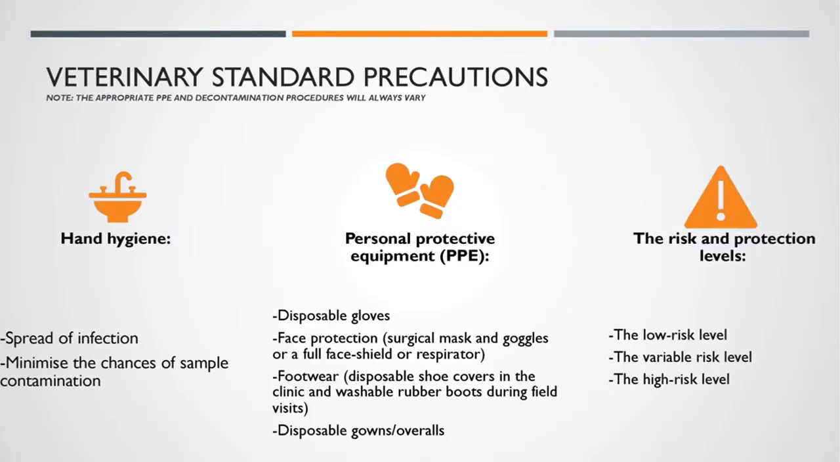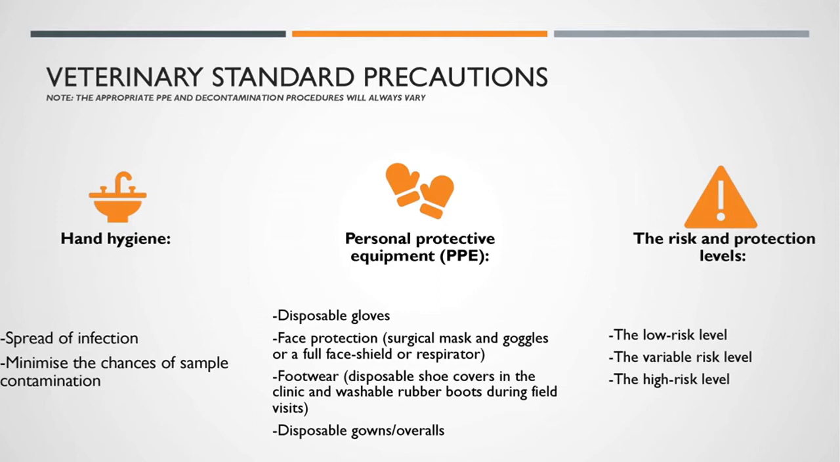The appropriate PPE and decontamination procedures will always vary depending on the situation based on clinical signs and presentation. Veterinary standard precautions should be implemented to reduce the risk of sample contamination and possible transmission via physical contact, droplets, and inhalation of airborne pathogens. Hand hygiene is the most effective way to prevent the spread of infection. It should always be performed before and after each procedure to minimize the chances of sample contamination.